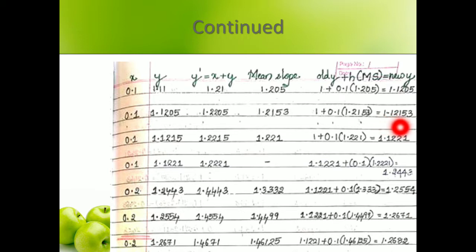previous new y value is 1.121, and now what you have got is 1.122. It is nearly similar, so you can change the iteration here by taking the new y value, and the mean slope will be 0 that time. So what will be your new y value?